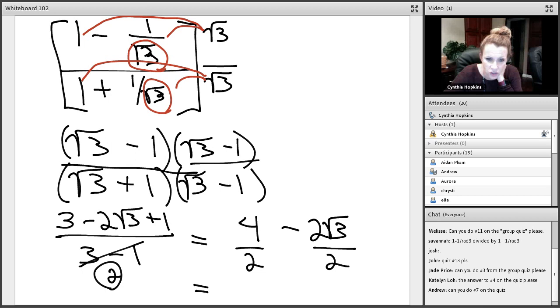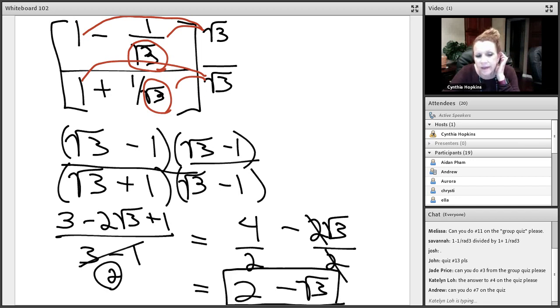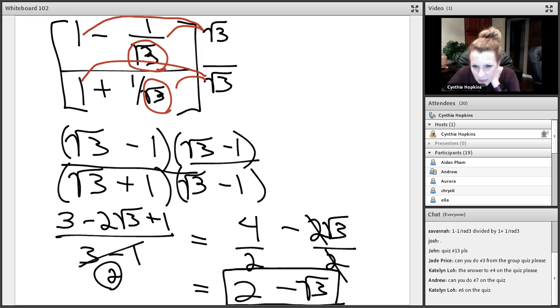Because within the first term here, the 4 divided by 2, those are all factors. And you can see that it simplifies to 2. And then in the second fraction, the 2 and the rad 3 and the 2, those are also factors. So I can cancel those, and I get minus rad 3. So 2 minus rad 3 is my final answer. Okay, that was Savannah's question.